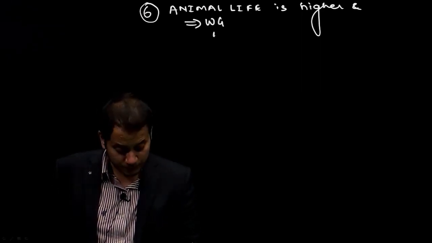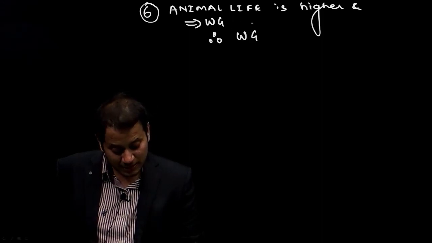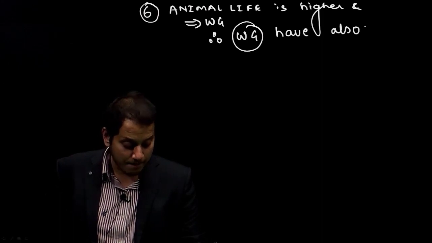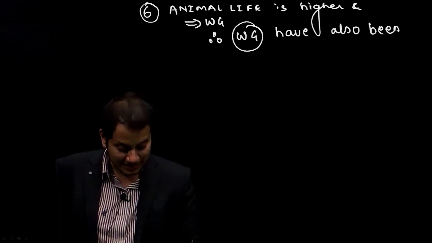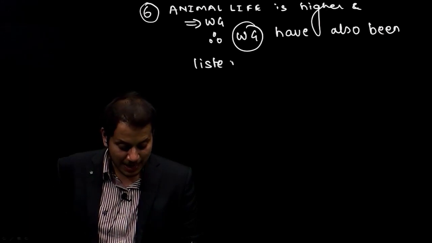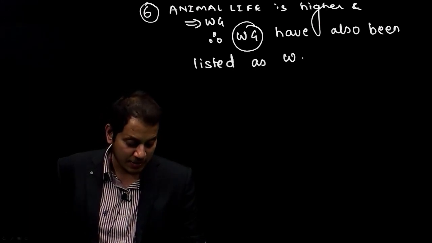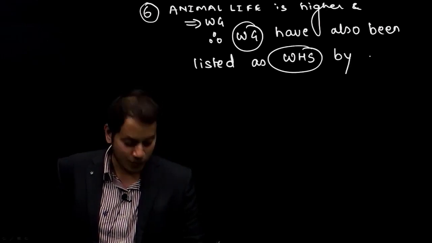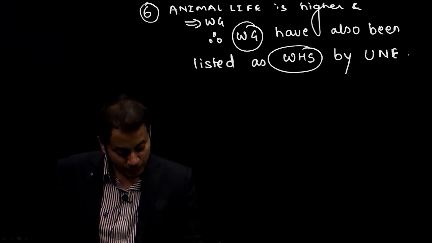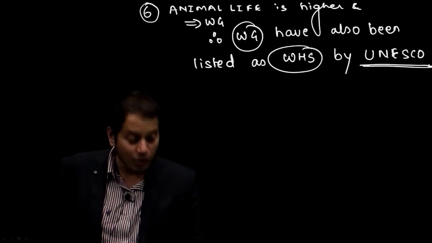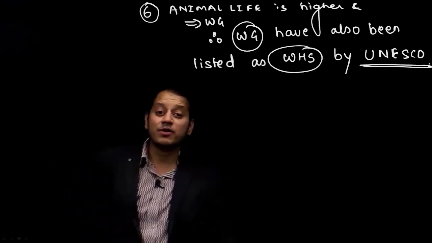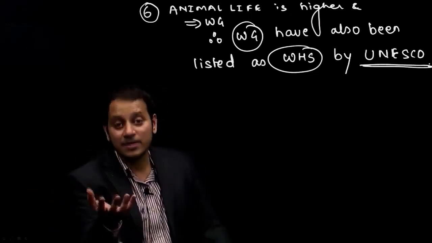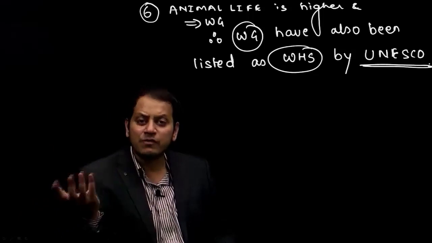And therefore, the Western Ghats have also been listed as World Heritage Sites. By which body? By UNESCO. I told you which state has the largest number of sites under the World Heritage: that is Kerala. Even the flora and fauna is higher.